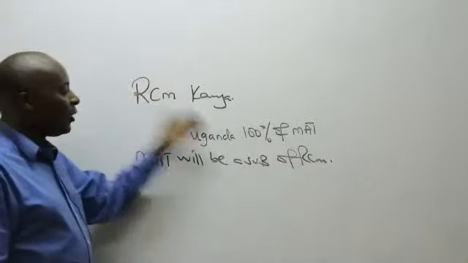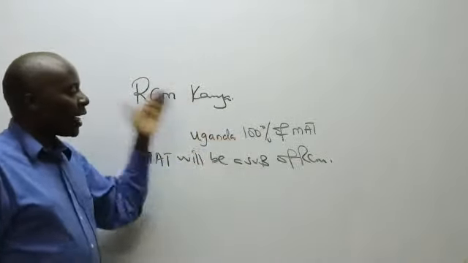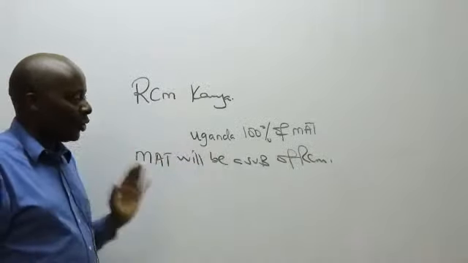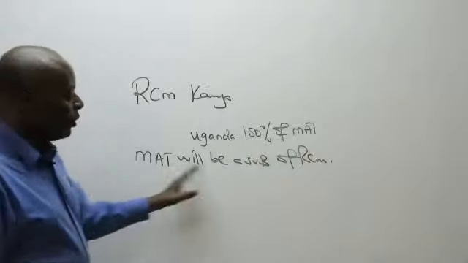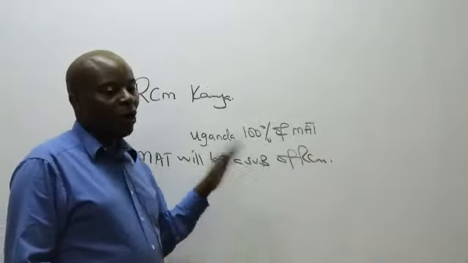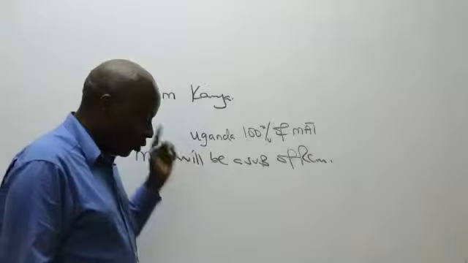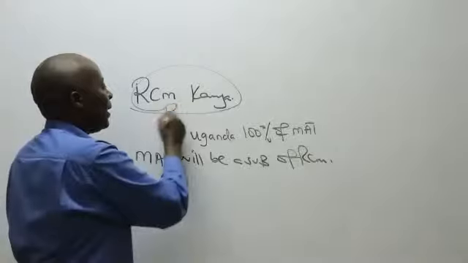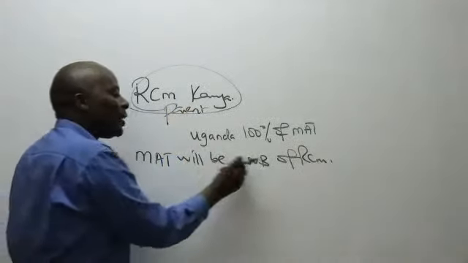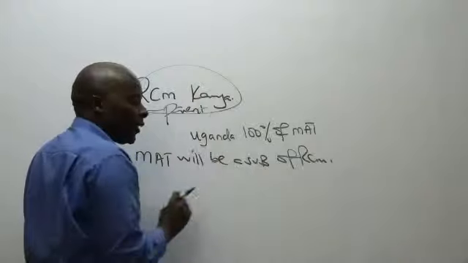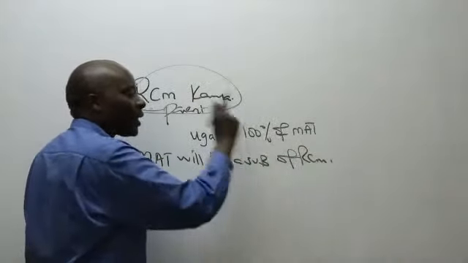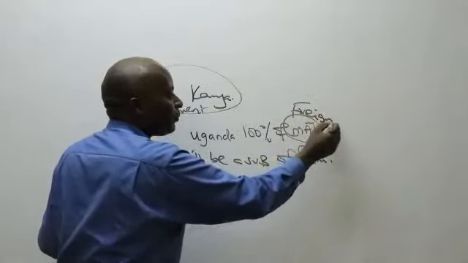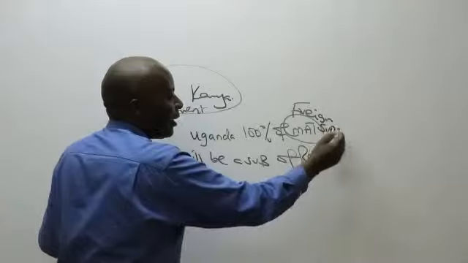RCM is the investor here. It has gone to a company called MAT in Uganda and bought 100% of that college. So automatically MAT will be a subsidiary of RCM. However, ladies and gentlemen, one thing we need to know is that now RCM, which is the parent company, has a subsidiary which is located in a different country. So MAT, which is a subsidiary in Uganda, will be called a foreign subsidiary.